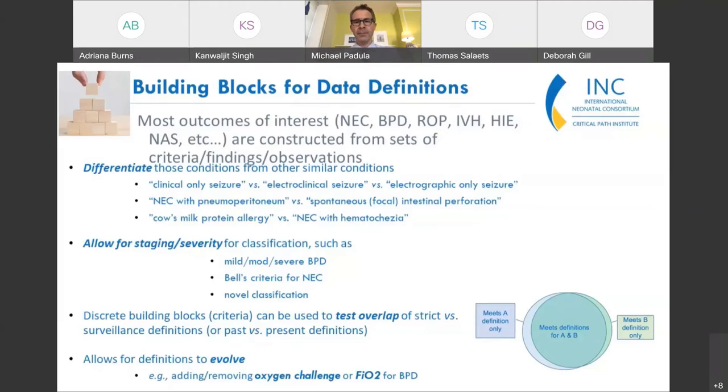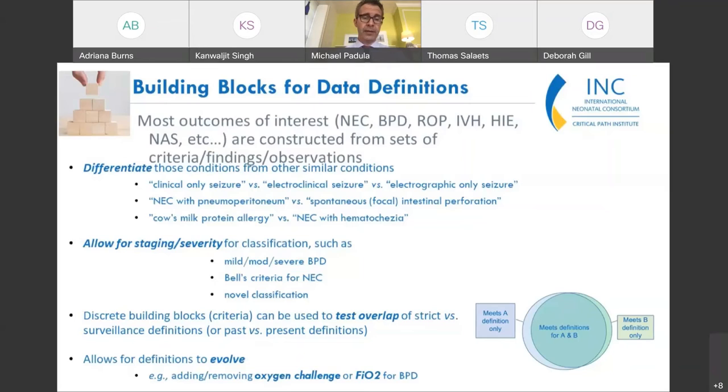Another advantage to leveraging these more granular data points that we define is that it allows you to stage or apply severity scores, whether it be classifying different degrees of bronchopulmonary dysplasia, or assigning Bell's criteria for necrotizing enterocolitis, or even coming up with a more novel classification to describe a condition or help understand how level of severity might affect long-term outcomes or length of stay. That provides flexibility. Also, very importantly, when you capture data at the more granular level, you're able to test overlap of a more strict or rigorous definition versus what some might consider a surveillance definition that they might use in a quality improvement network, as well as compare both past and present definitions.